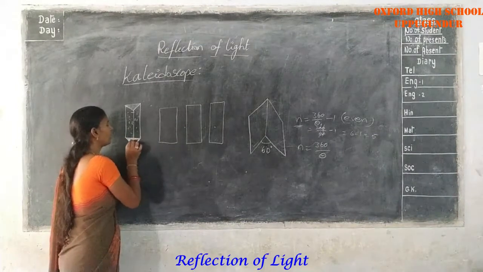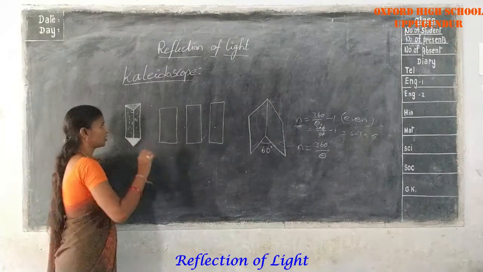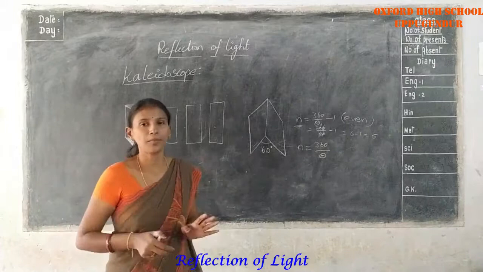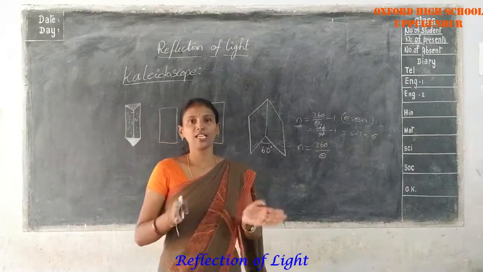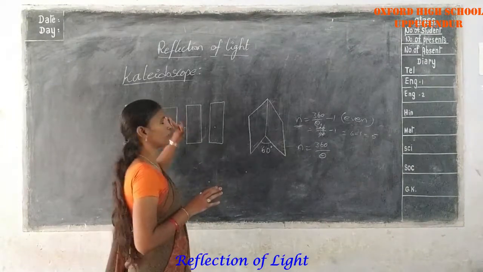You take the sheet only. Okay, so this is the sheet now. You close the three mirrors with it. So finally, you have formed the kaleidoscope.